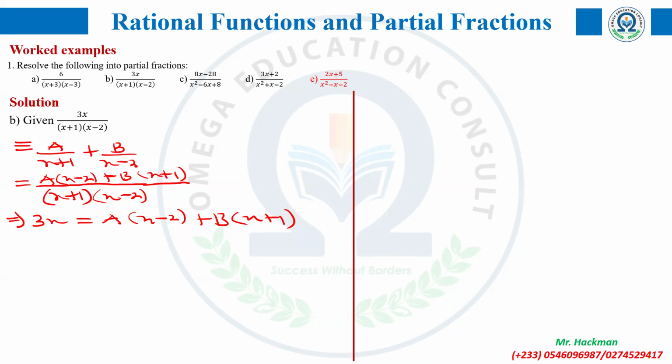Yes. It doesn't mean that if you don't use the cover-up method, you'll be marked wrong. No, that's not what I said. When I say convenient and ideal, it means that's the one that will save you time and space.